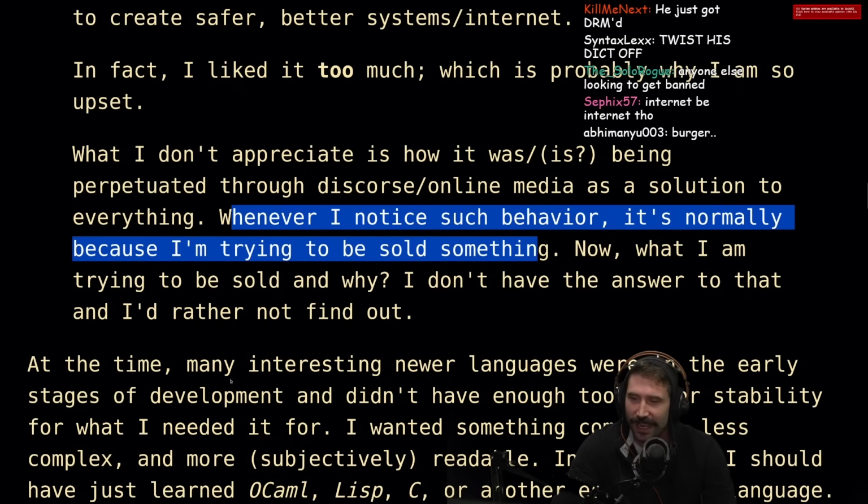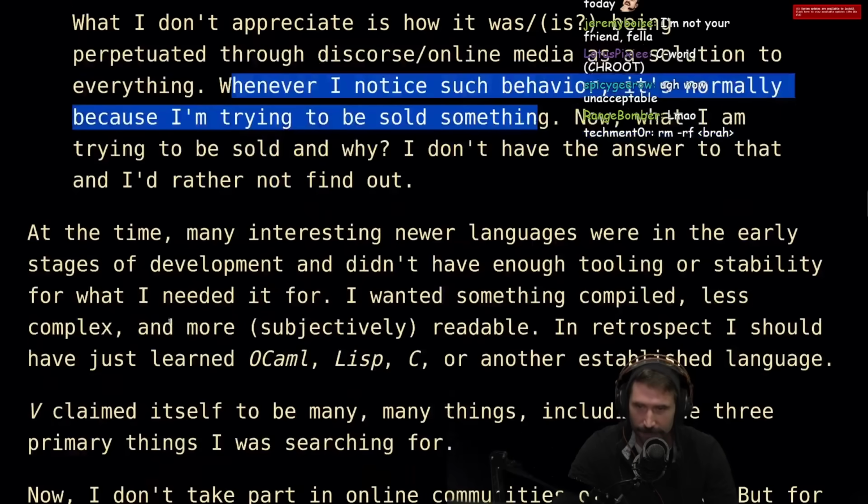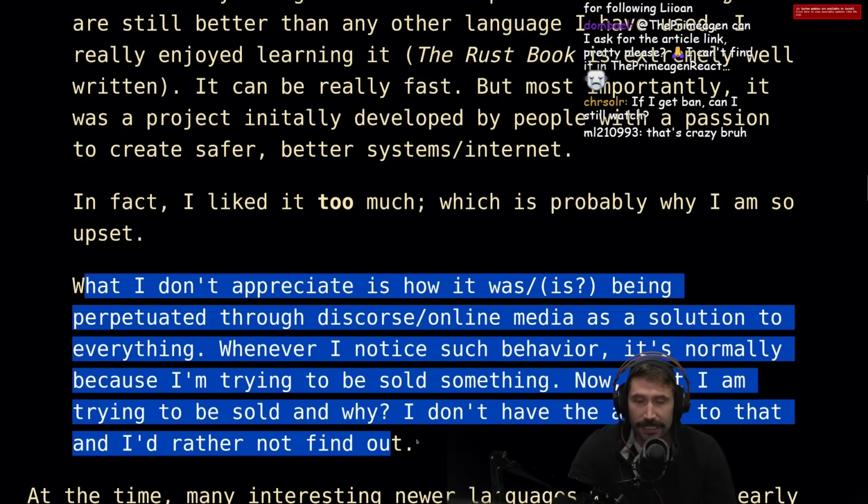All right. Now that I am trying to be sold, and why, I don't have the answer to that and I'd rather not find out. Okay. I think these are actually fair things, that Rust was very hyped. I think there are things that are really, really great.